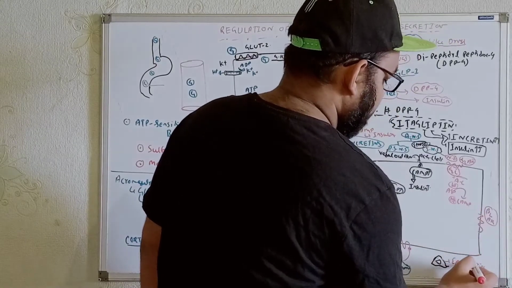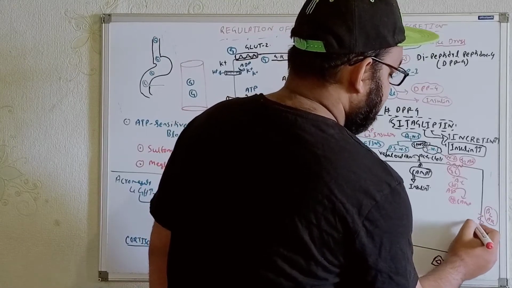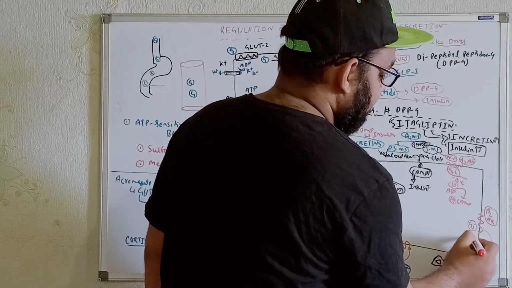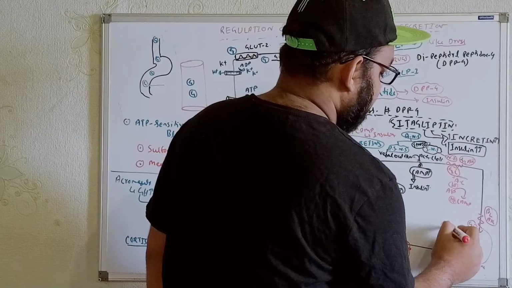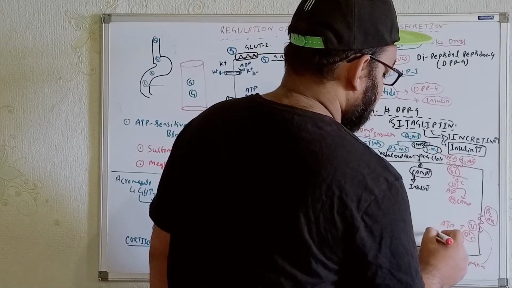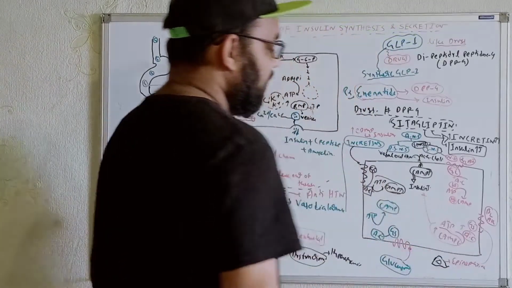So whenever this epinephrine goes over here, it will bind, and it is G stimulatory. So it will activate the adenylyl cyclase, and it will convert what? ATP into cyclic AMP, right? So whenever it is converted from ATP to cyclic AMP, we will get more production of insulin also over here. So this is the thing we can get over here.